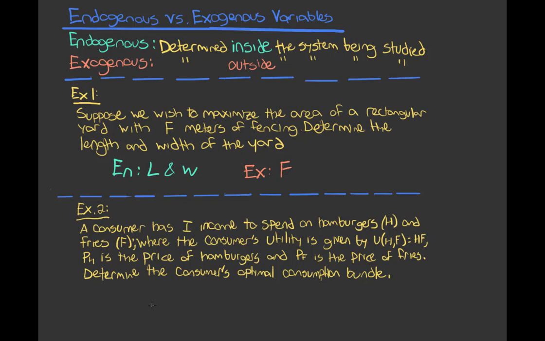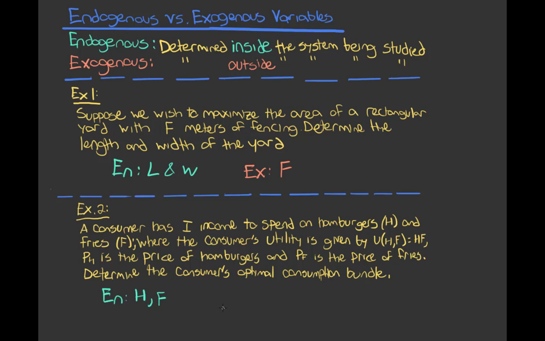Now, the second example states a consumer has high income to spend on hamburgers and fries. Then it gives us the consumer's utility function and the prices of hamburgers and fries. Then it asks us to determine the consumer's optimal consumption bundle. Now, when it says determine the consumer's optimal consumption bundle, this is referring to how much the consumer will consume of both hamburgers and fries. So since we need to determine the quantities of hamburgers and fries that the consumer should consume, the endogenous variables in this situation are the quantity of hamburgers and the quantity of fries.